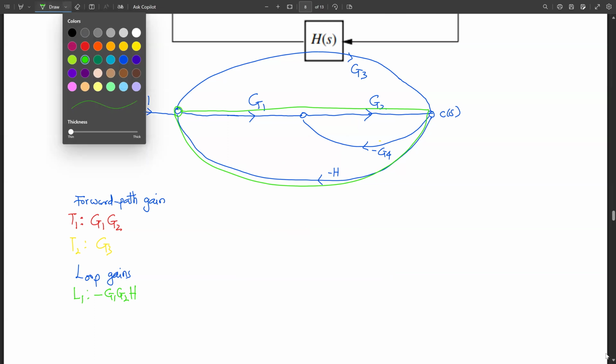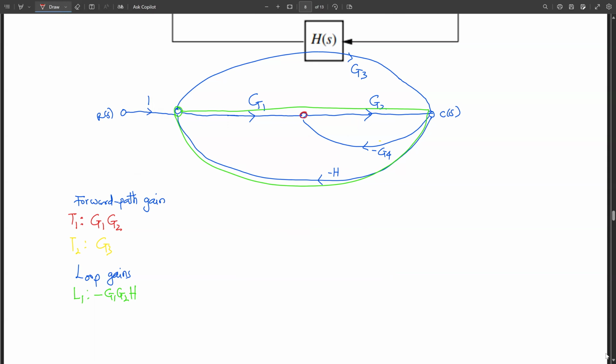The second loop that I can find is if I start from here and traverse this path and that path. I'll get the second loop gain to be minus G2, G4. Okay, let's see if I can find the third loop.